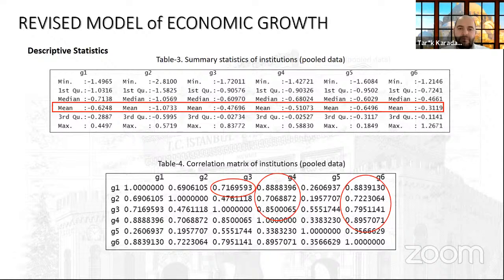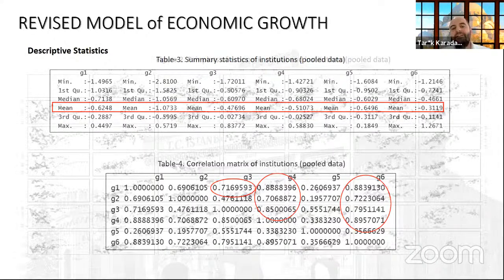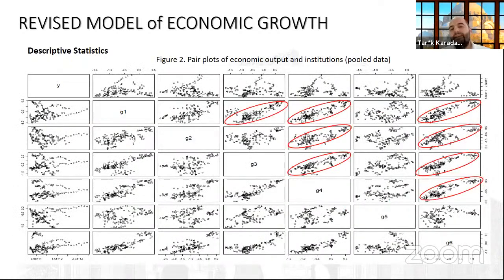So these are the pair plots for a quick visual analysis. Again, we can see the linear dependencies between the institutions, linear relations. There are also some relations between the outputs and institutions level, but they are not perfectly linear. This indicates a dynamic factor between the countries, maybe.